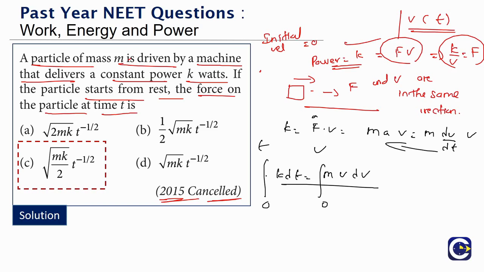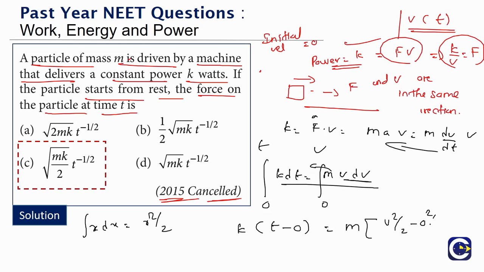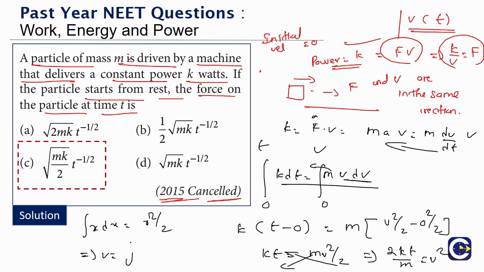Look at this: the left hand side is K into integral dt, which will be t, final limit minus initial limit. On the right, m is a constant and comes out. Integral v dv is like integral x dx. What is integral x dx? X square by 2, so v square by 2 minus 0 square by 2. This is kt is equal to m into v square by 2. So you can check from here that we get the same answer: 2 kt by m is equal to v square, so v will be equal to root 2 kt by m.